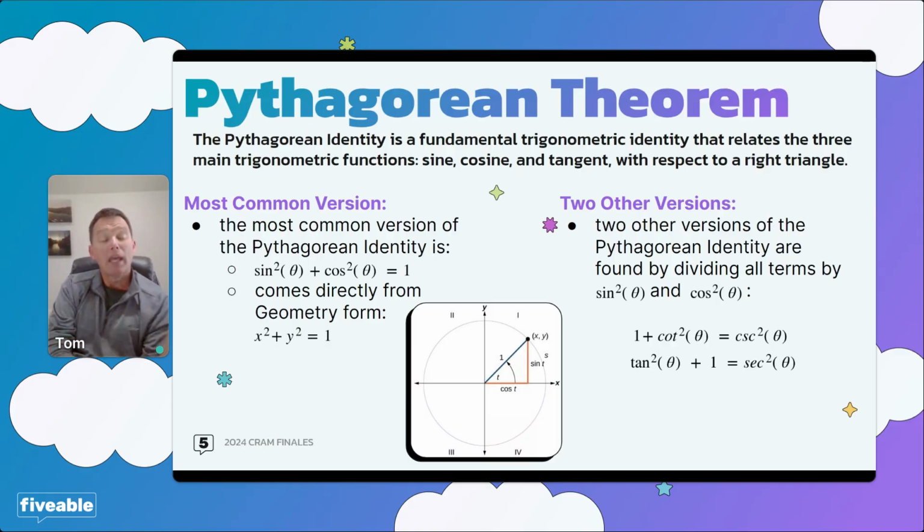Now, having said that, we can also generate two other versions of this simply by dividing each term in the original Pythagorean identity either by sine squared all the way across the board or by cosine squared all the way across the board. I'm pretty sure at some point in your course you would have done that to derive these. So you don't really need to memorize all three of these. If you simply know the original one with sine and cosine, you'll be able to generate the other two on your own.